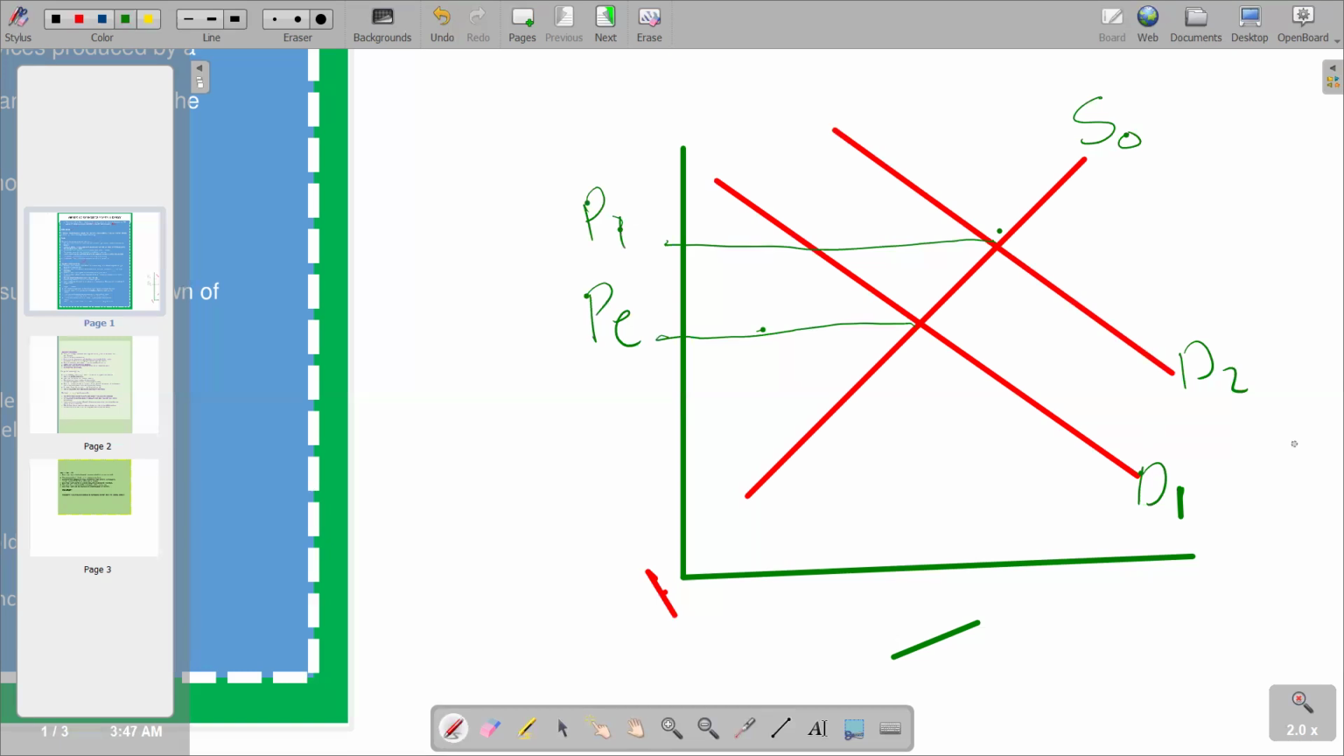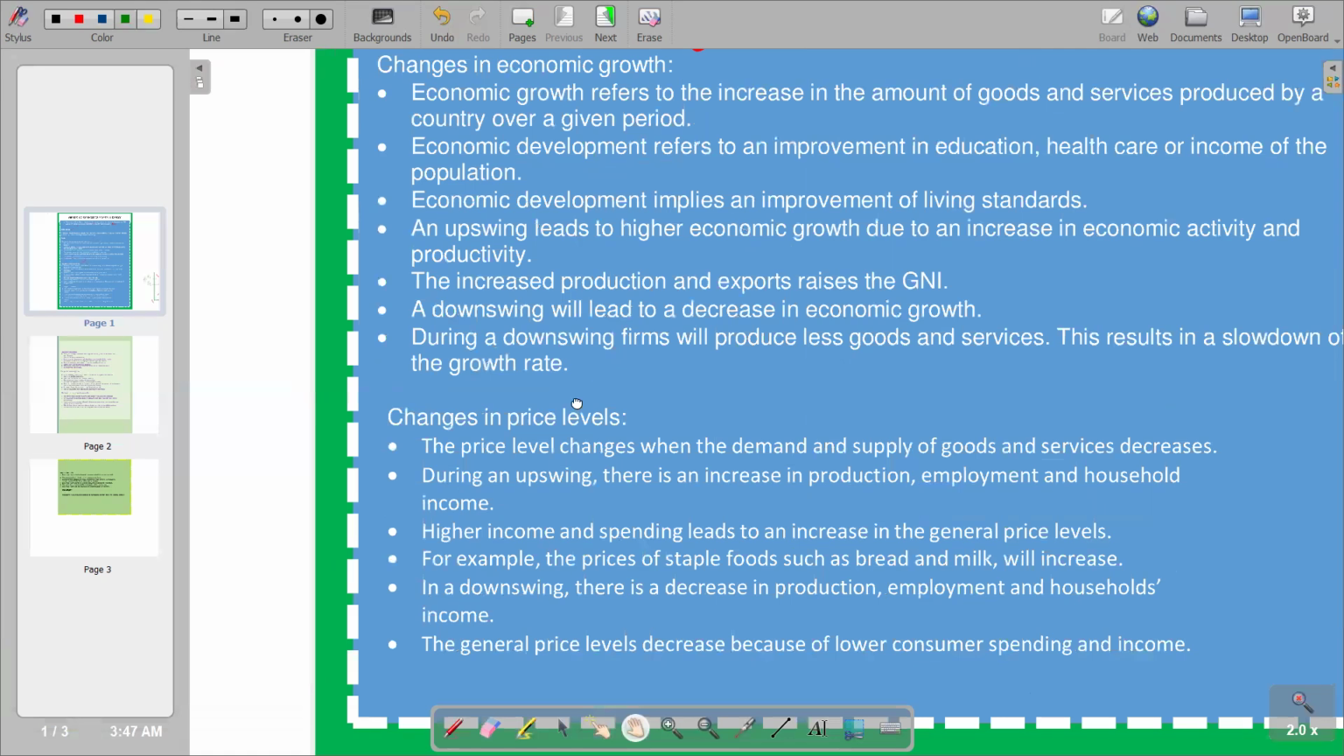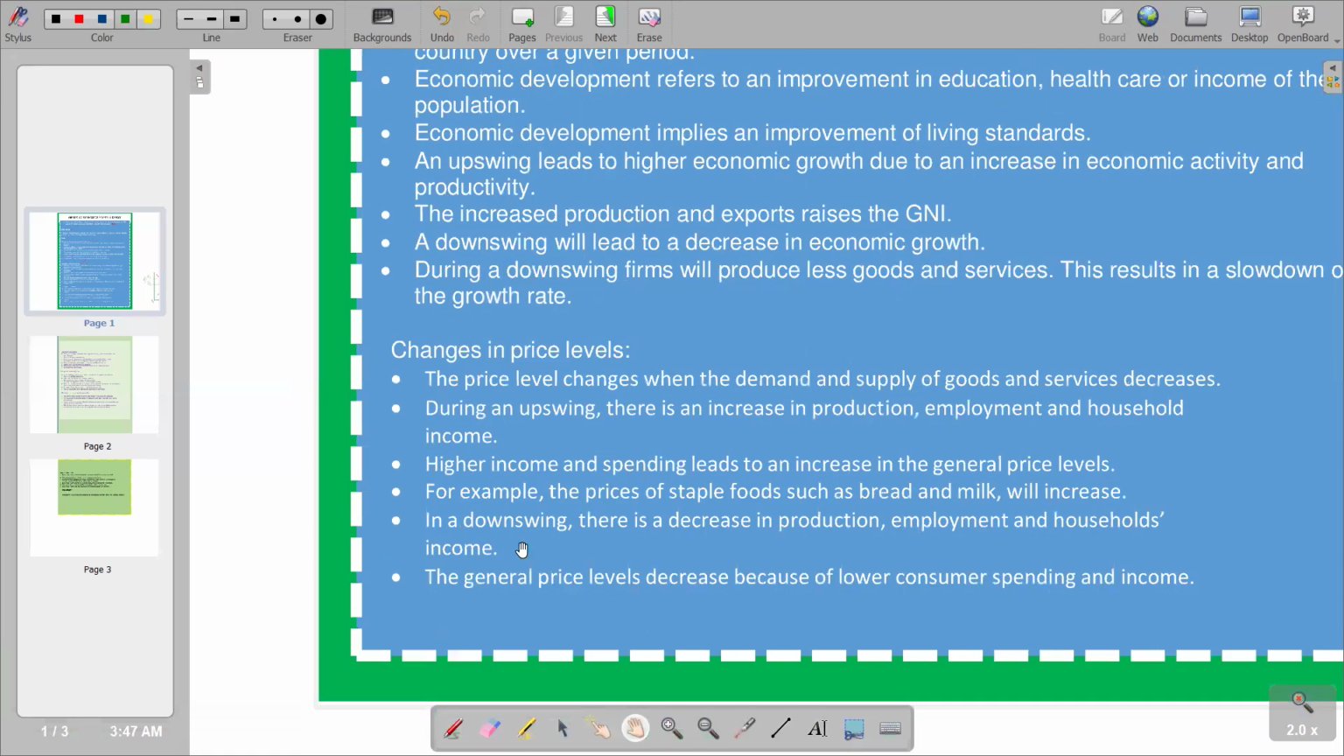You're going to see that if demand increases, it shifts the demand curve from D1 to D2. And then the equilibrium point will also shift from PE to P1. So this is generally illustrating an increase in price. This is our explanation of how an increase in demand causes an increase in prices. The opposite is true when we are having a decrease in demand, which can also be explained graphically. On the next point, for example, the prices of staple foods such as bread and milk will increase.